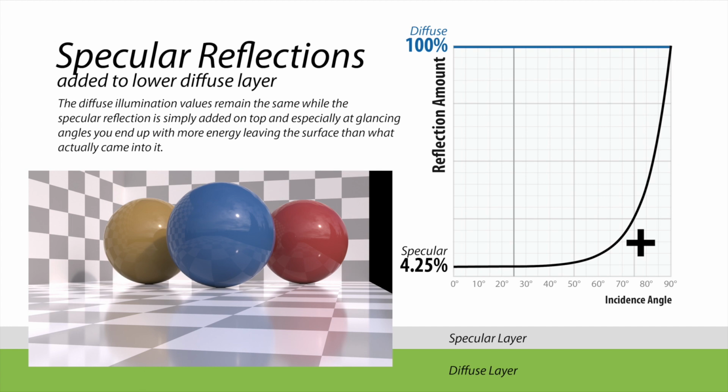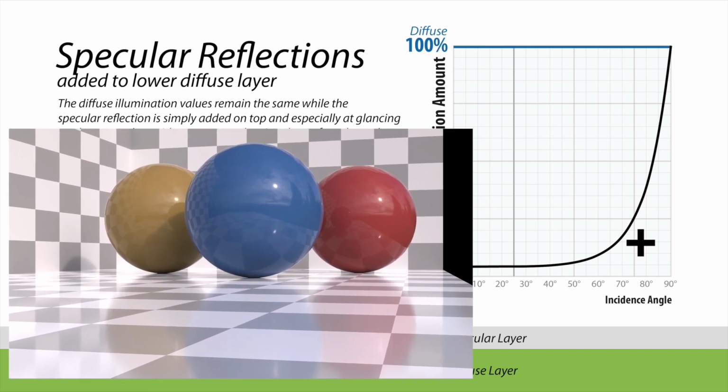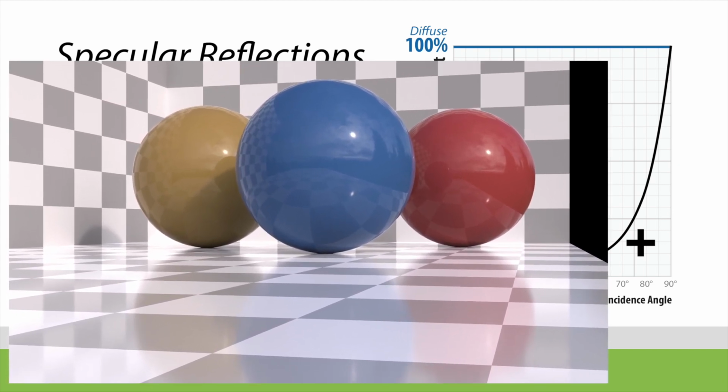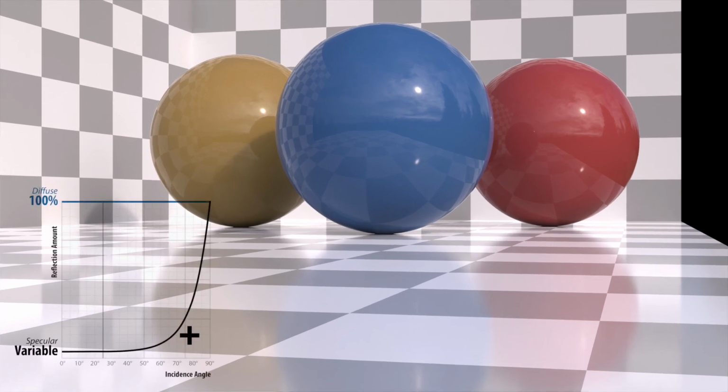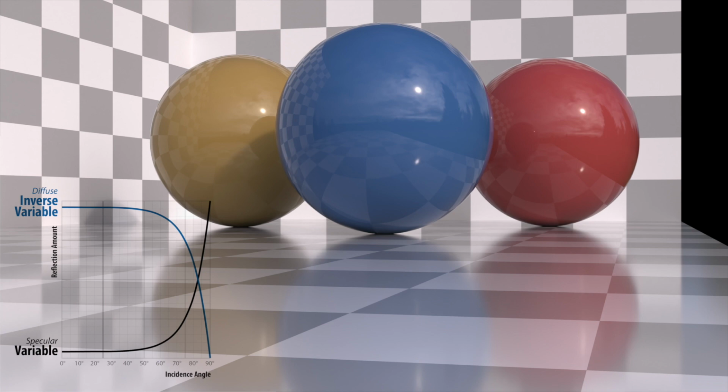So this is the problem right here. This is what Cycles is currently doing. So what we actually need is something that will compensate for the energy that is no longer going to be available to transmit down to the underlying base color layer. And what we should end up with is something like this, where there's a little bit of darkening happening at those glancing angles to allow for balanced energy between the diffuse and specular layers that is most apparent at higher incidence angles.